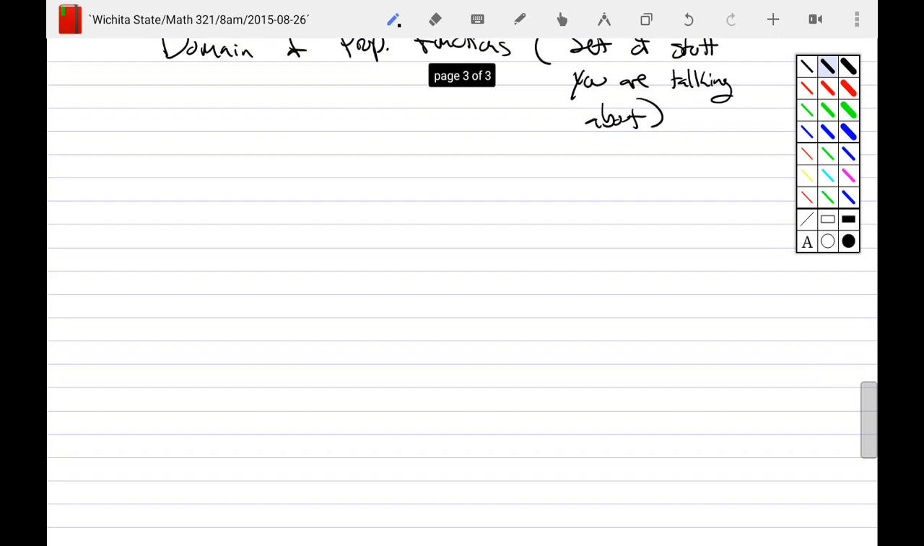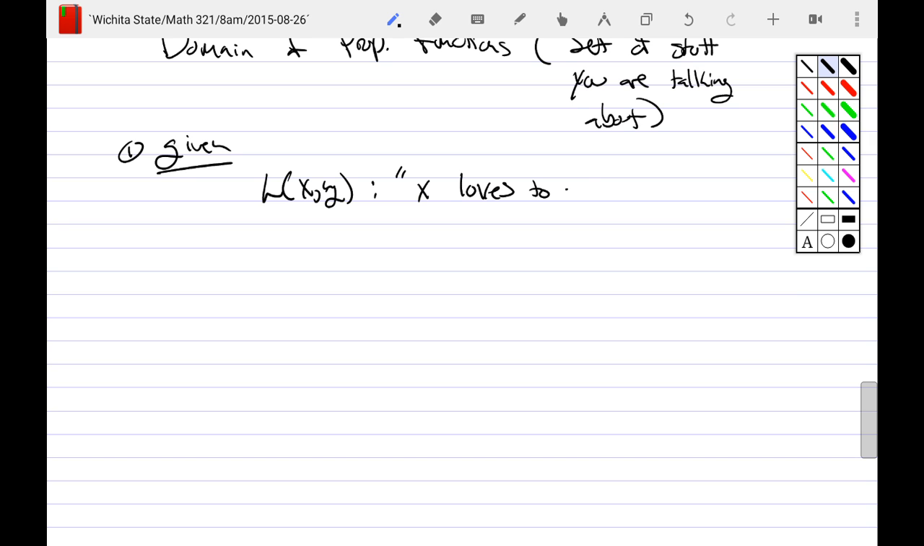Now, if it is not given to you, these are either one, if they're just simply given, right? I could say L of xy denotes x loves to eat y. Where are x and y coming from? If I don't tell you, you have to kind of figure it out, but I might just simply give it to you. I could say x is a WSU student, and y is a food. I just tell you what it is.